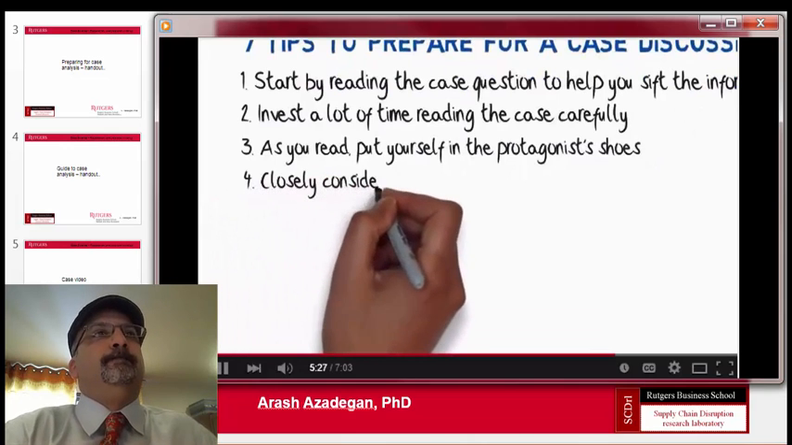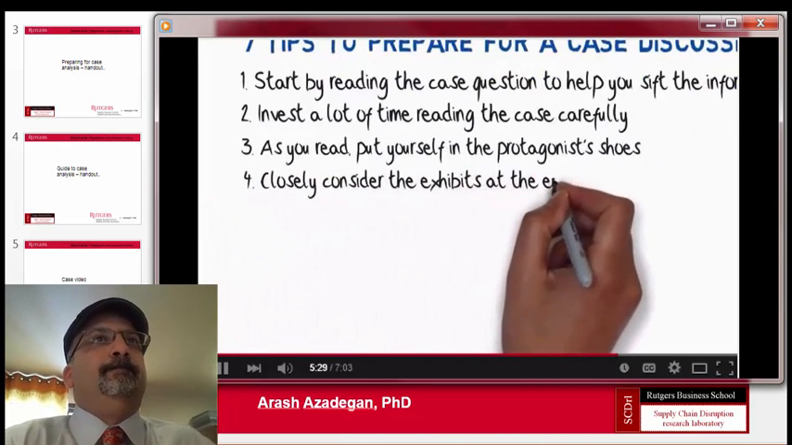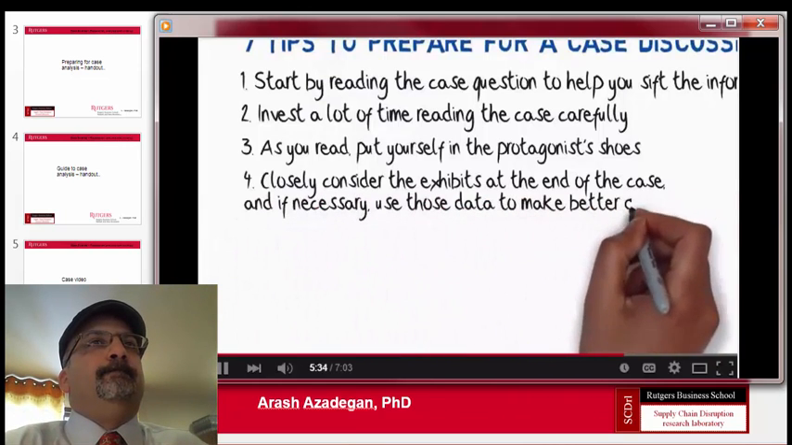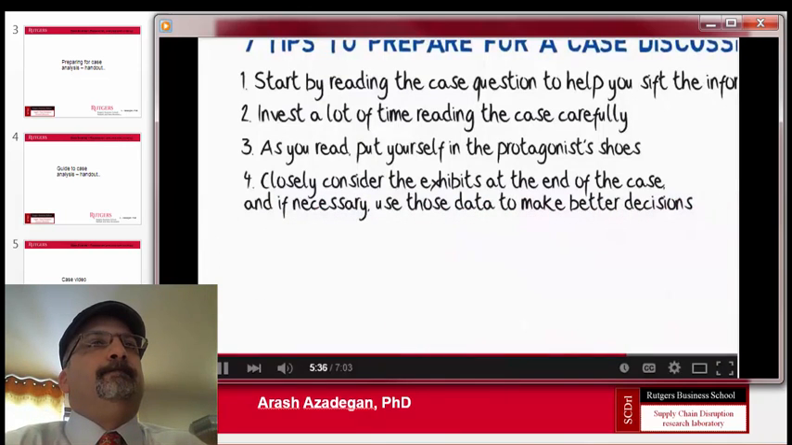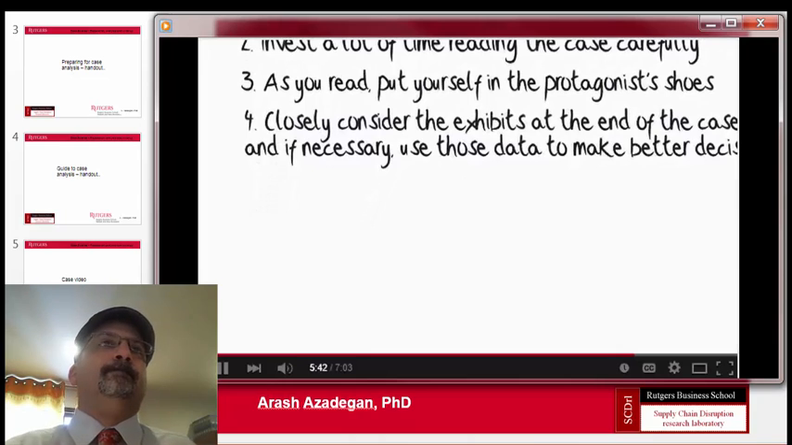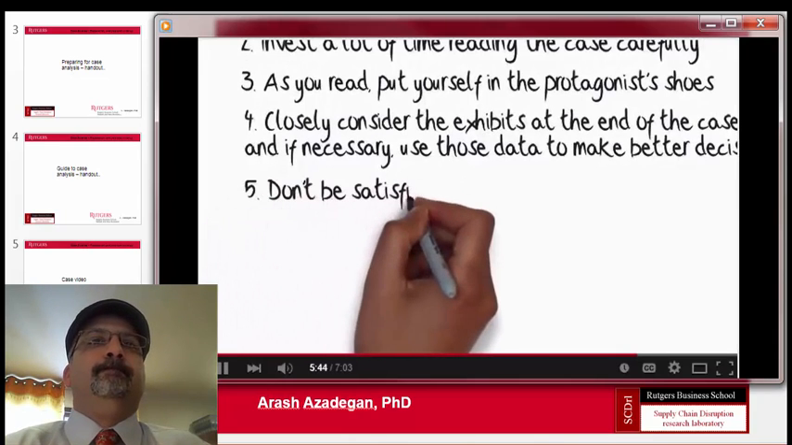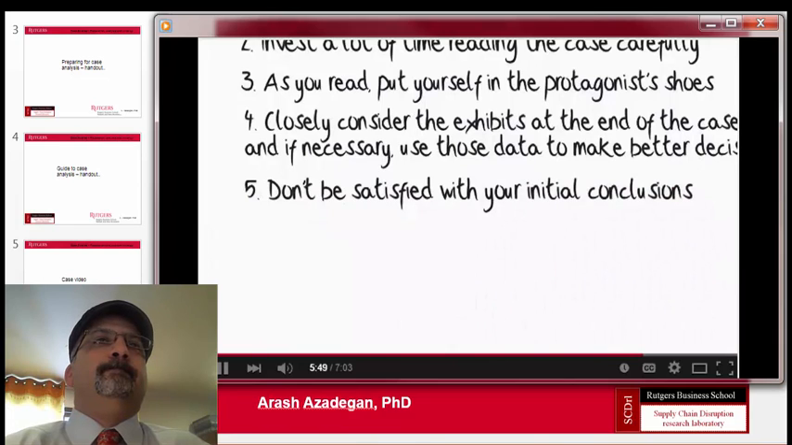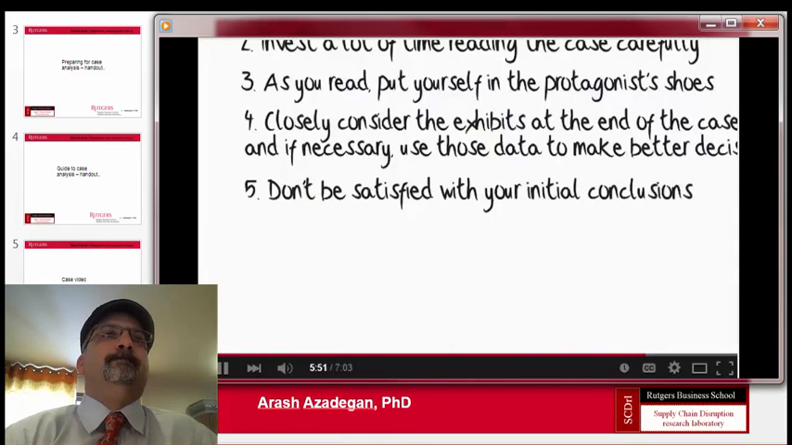Tip 4. Closely consider the exhibits at the end of the case, and if necessary, use those data to make better decisions. Don't ignore them. Crunch the numbers. Do the quantitative analysis to inform and support your recommendations. Also, don't be satisfied with your initial conclusions. Critique them, thinking through your assumptions and whether there may be an even better way.